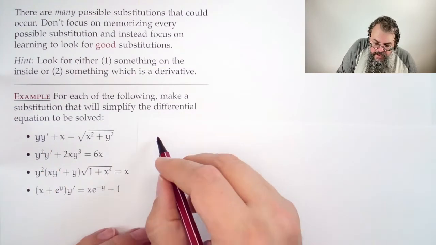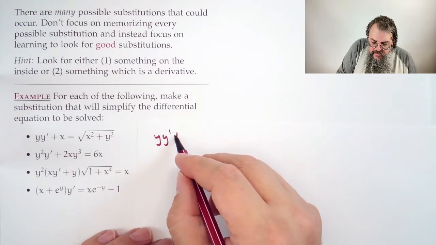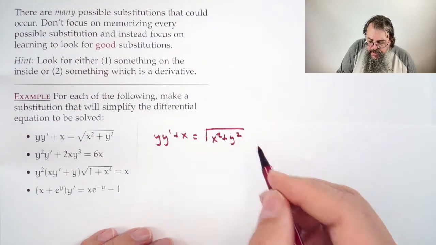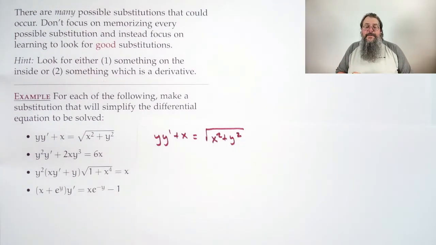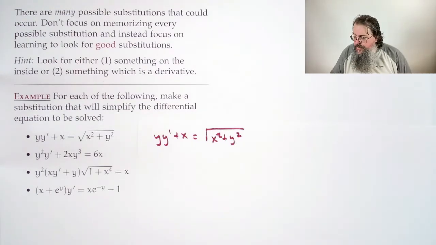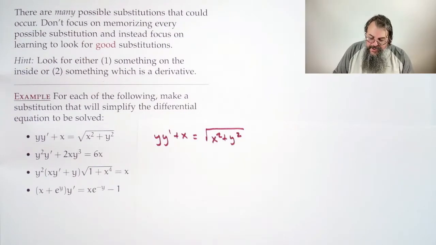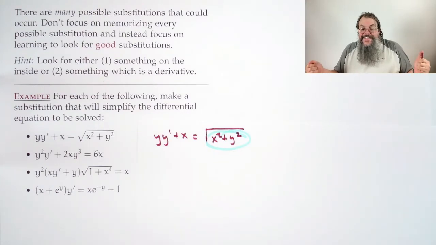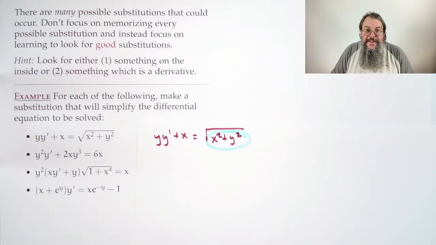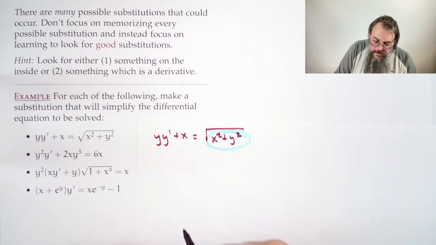Okay, y prime plus x equals the square root of x squared plus y squared. Okay, so there's our differential equation. Now, if we were looking at this, putting on our let's-look-for-stuff-on-the-inside hat, what would we see? Well, we say, hey, there's a square root here, and this is inside the square root. Let's try that. You might say, well, should we just try the y squared? No, we should be like, try everything, go big, because, hey, that might work. Okay, so we'll go big.